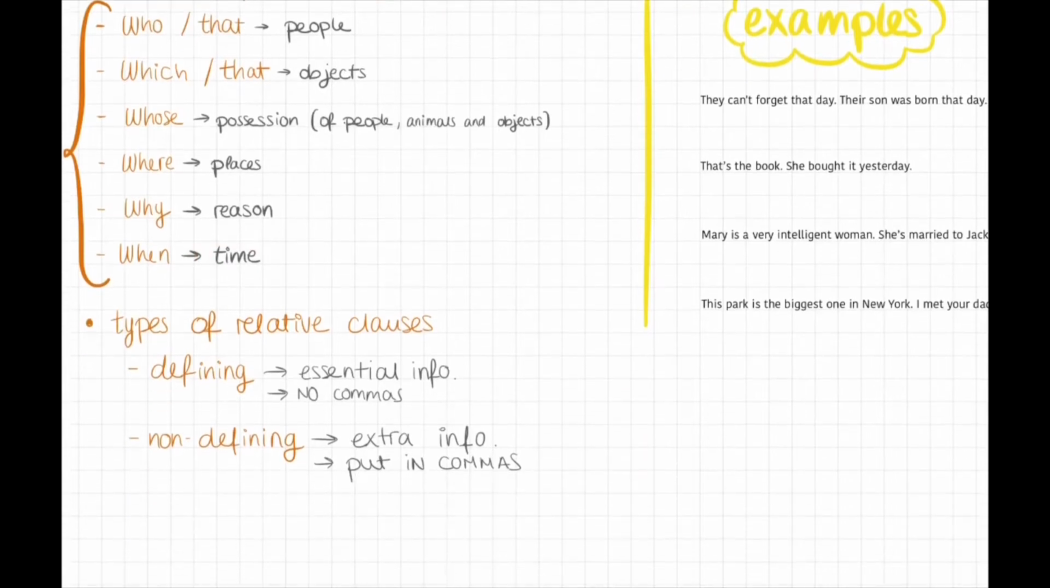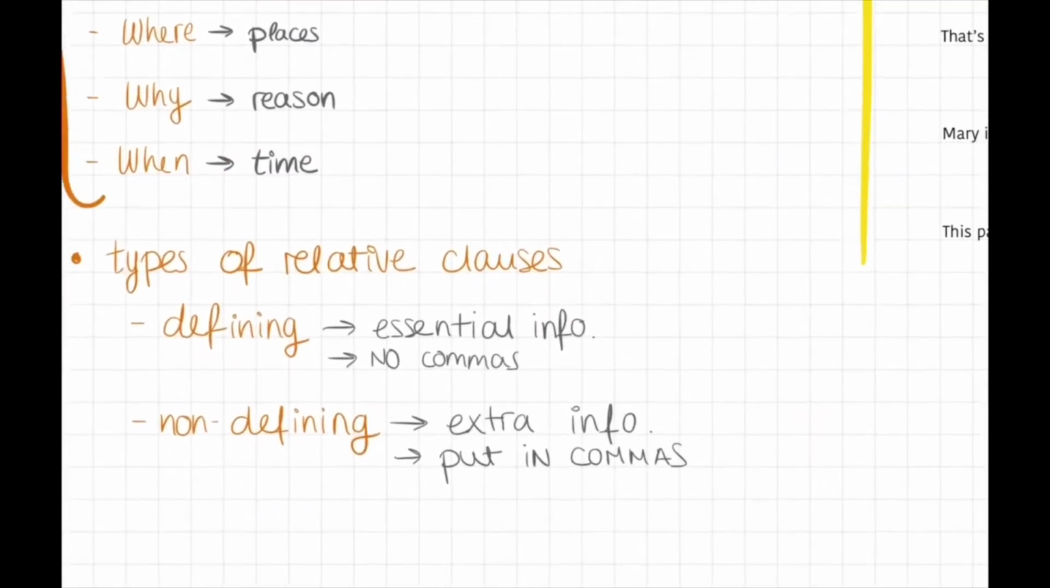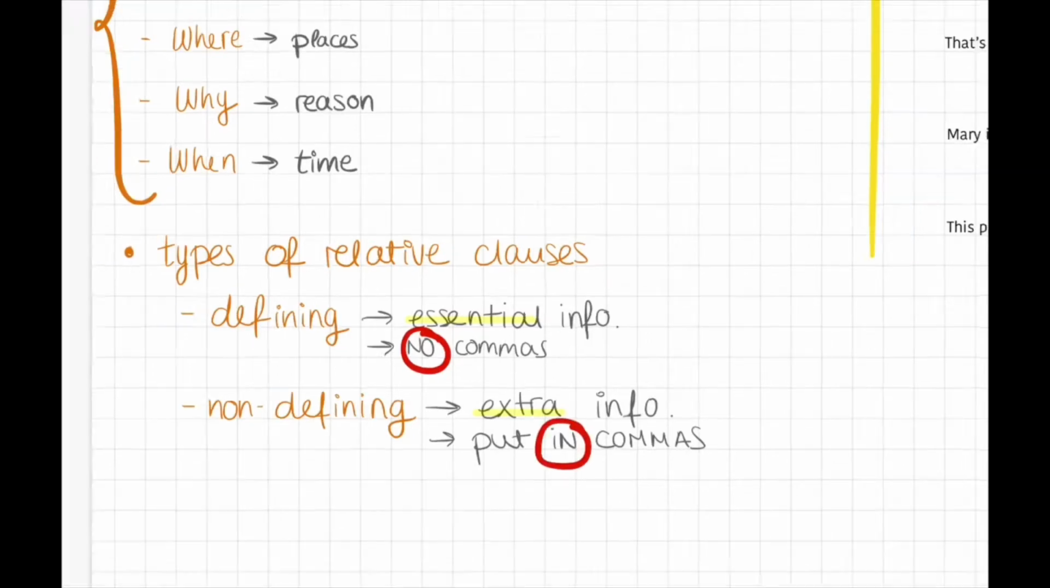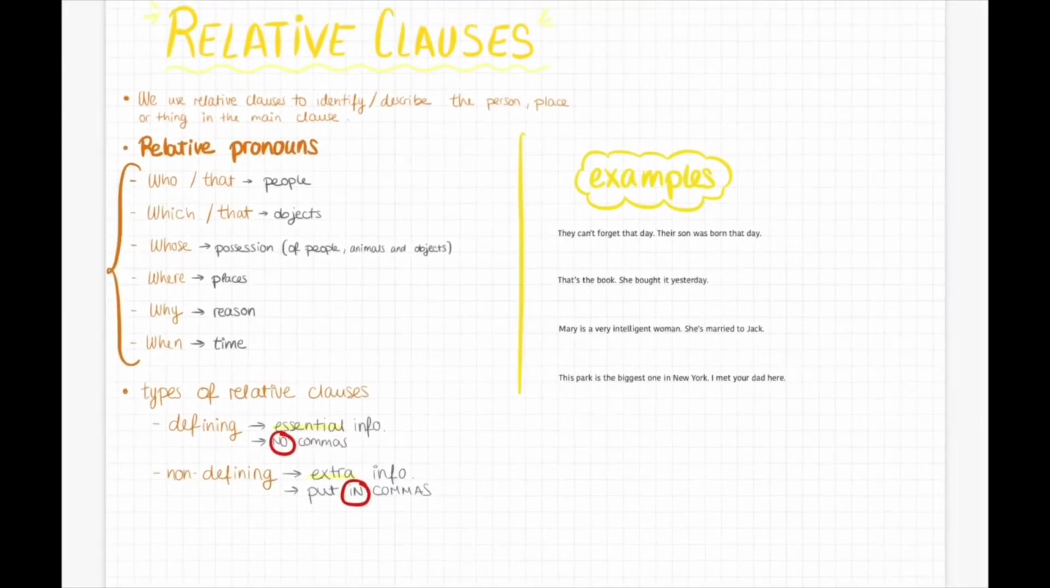Okay, so there are two types of relative clauses. The defining relative clauses are the ones that give us essential information, and we have to remember that with these clauses we don't use commas, okay? And the non-defining relative clauses are the ones that give us extra information, and we have to remember that we use commas. Okay, so let's see them in an example.